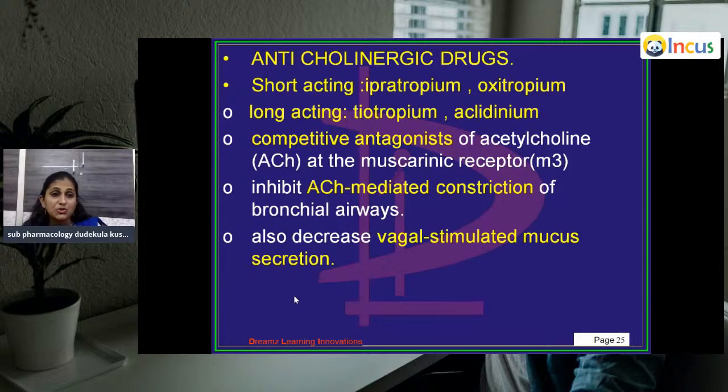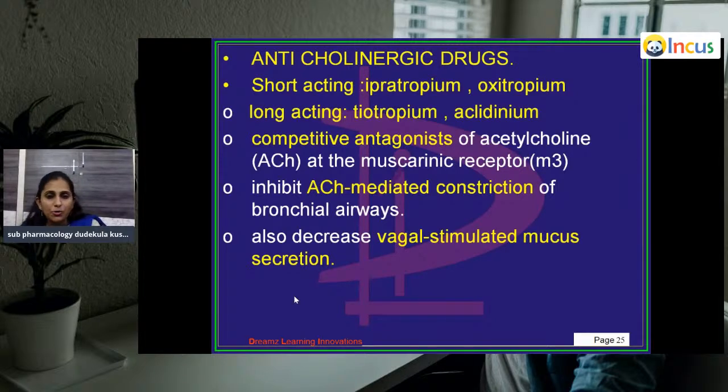I repeat once again, the short acting is ipratropium. I comes first, so the first one is short. Short acting is ipratropium. Long acting is tiotropium. T comes last when it comes to ABCD. So long acting will be tiotropium. Ipratropium is short acting. Long acting is tiotropium. This is one of the important MCQs that has been asked in recent years. So short acting will be ipratropium, oxitropium.